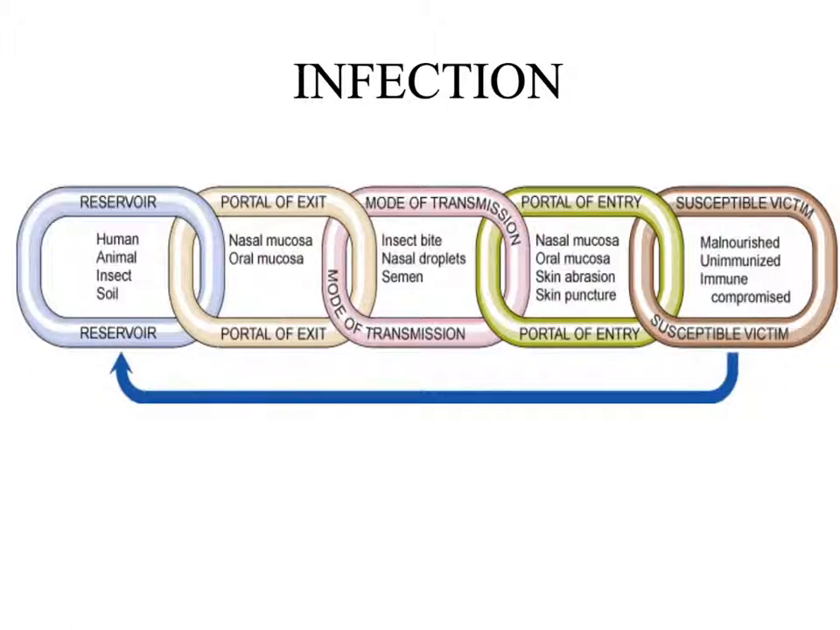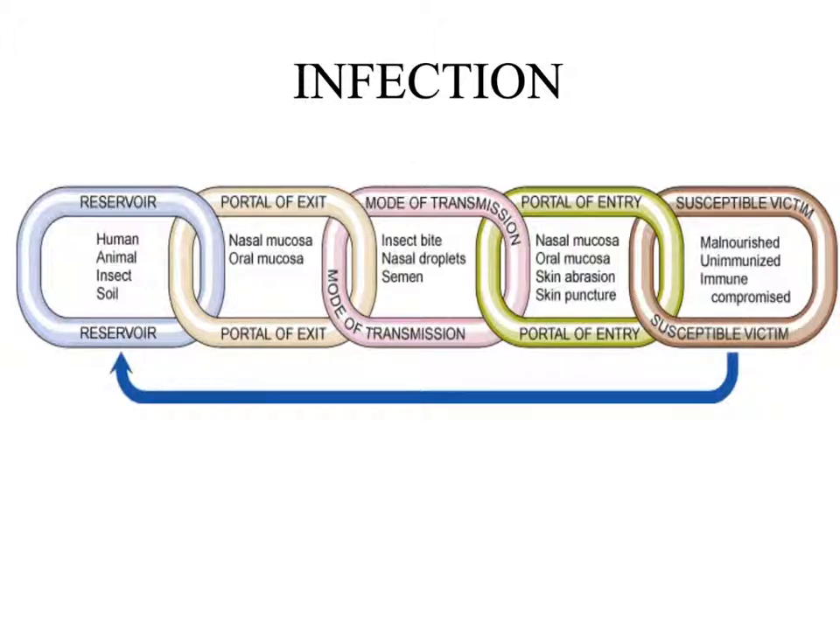Next is a portal of entry. You have to have a way to get into the body. Mucous membranes are a good way to get into a body. An open wound, things like that. A surgical wound would be a good way. So if you ever have a surgical patient who develops a fever, one of the things you need to think about is did that infection get in through the surgical wound?